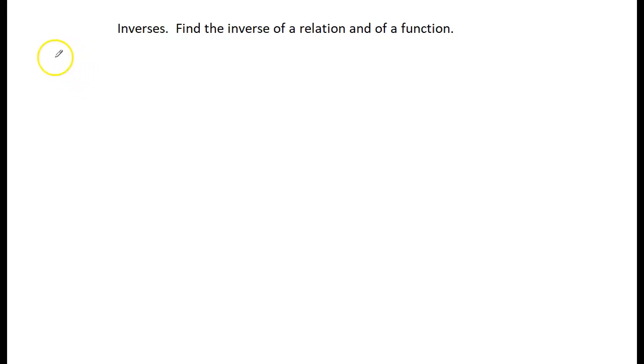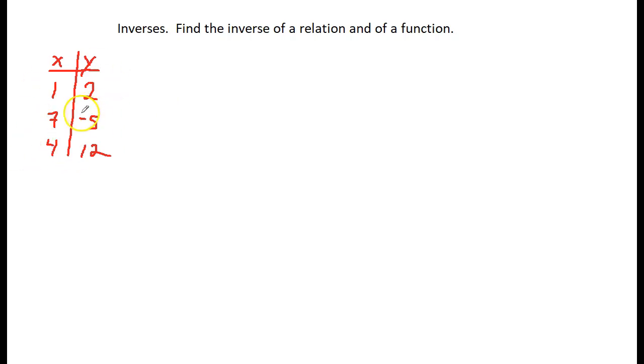Alright, in this video we're going to find the inverses of a relation and of a function. So a relation is nothing more than a set of points. It can be given as ordered pairs or, in this case, like a table. Okay, so 1, 2, 7, negative 5, 4, let's just say 12.